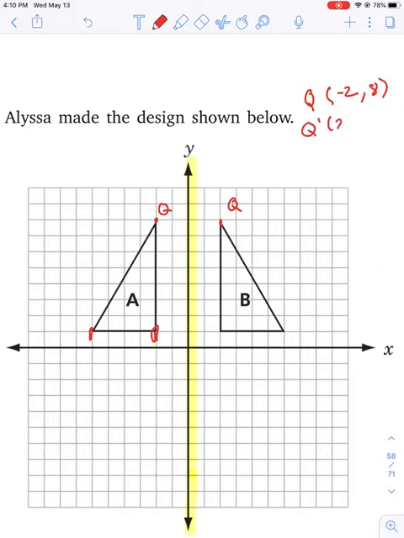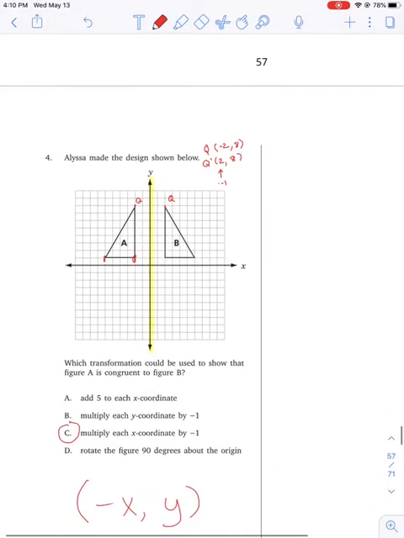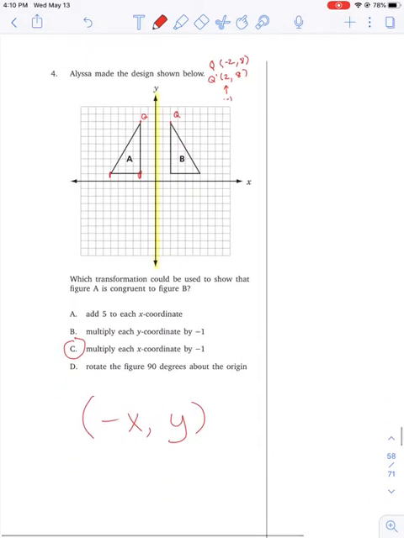Q prime is at +2, 8. So yeah, that is what happened. The X coordinates got multiplied by -1, or in other words, we took the opposite of it. And you could test that out on all the points and it would work out.